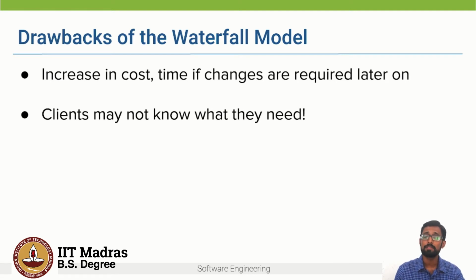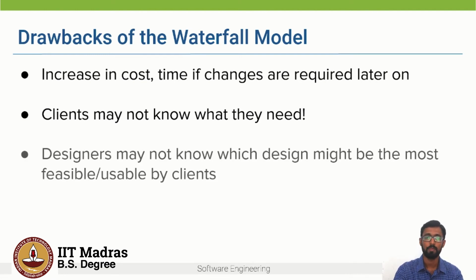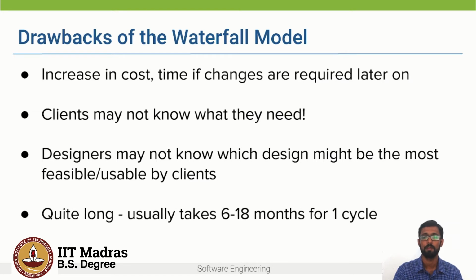Second, clients themselves may not know what they need. So they might need to see something before they even realize what they actually need. And third, even the developers or the designers might not know which design might be the most feasible or most usable by the clients. And finally, as we saw, one phase or one iteration can take maybe 6 to even 18 months for one cycle to occur. So these are certain drawbacks of the waterfall model.